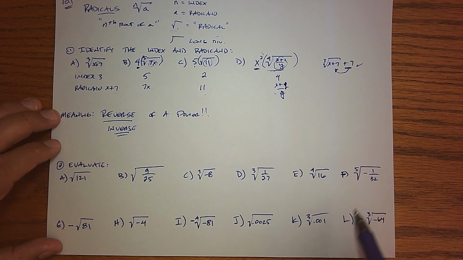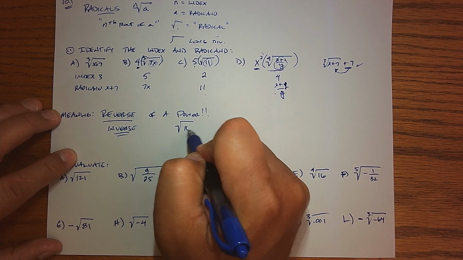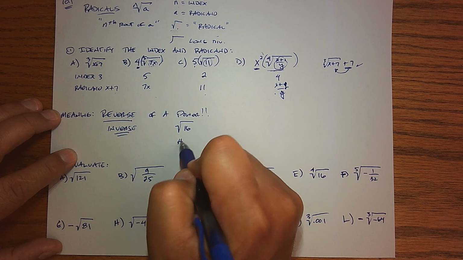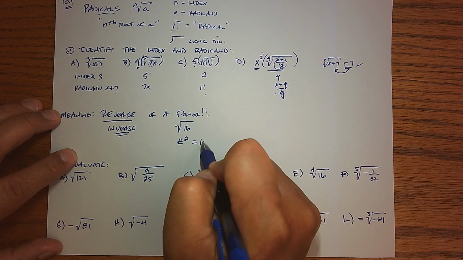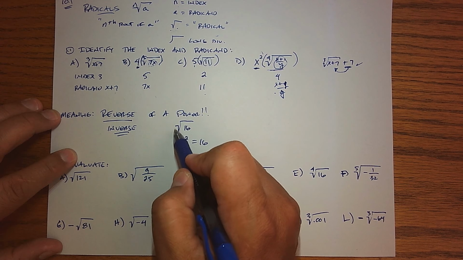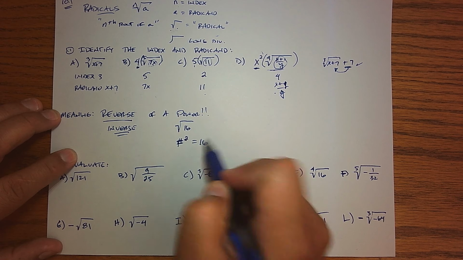So when I see something like the square root of, let's say, 16, what I'm looking at here is some number that when I square it gives us 16. So this represents a number. It's a symbol for a number. It's the number that I raised to the second power to get 16.